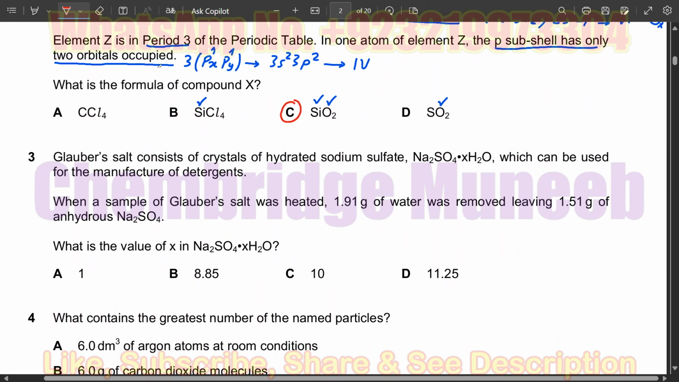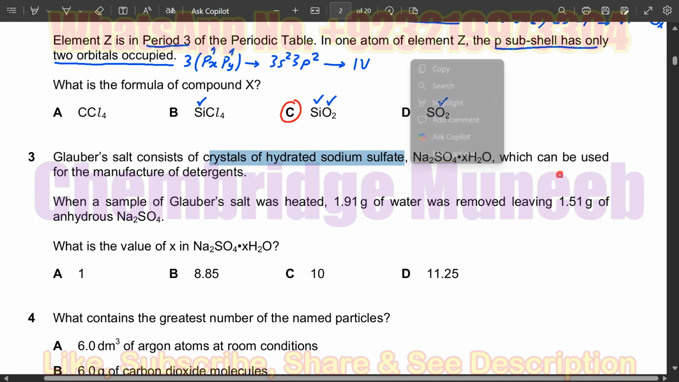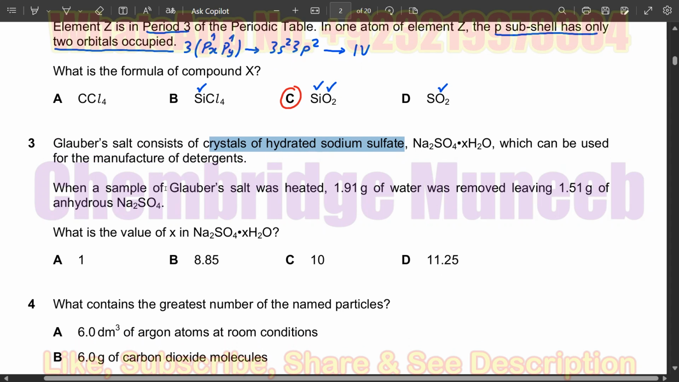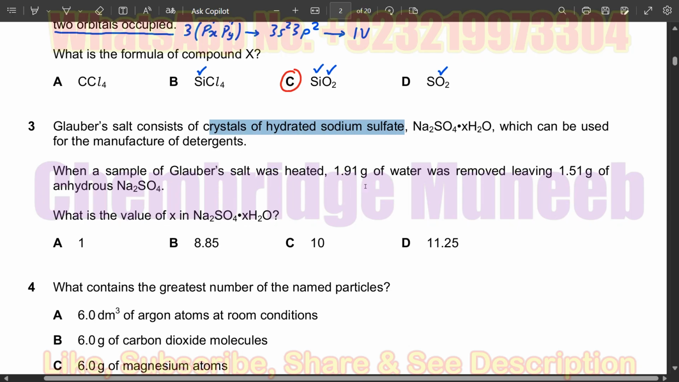Now question number 3. This salt consists of crystals of hydrated sodium sulfate, which can be used for the manufacture of detergents. When a sample of this salt was heated, 1.91 gram of water was removed, leaving 1.51 gram of this as anhydrous. What is the value of X in this compound?